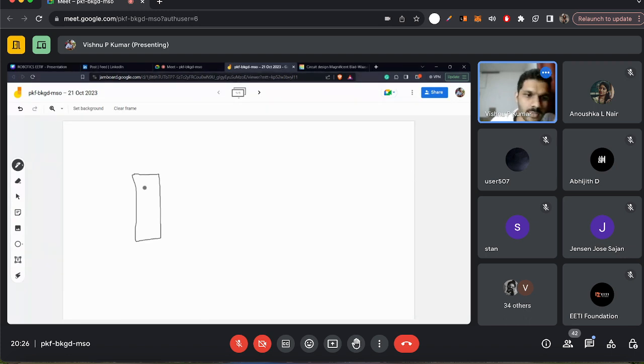Suppose this is your 220 volt source. Suppose you're touching both the terminals of the 220 volt, the phase as well as the neutral. Suppose these are two hands, maybe.